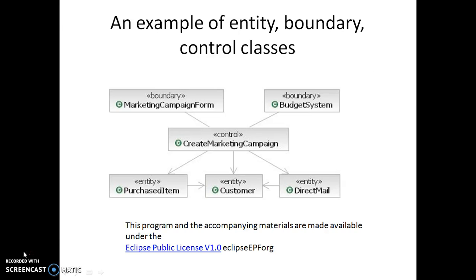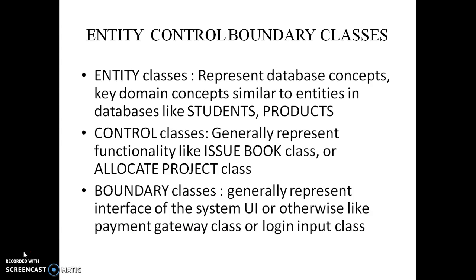Take an example of a marketing campaign application, and here we see all three kinds of classes. The information about what items customers purchase, the customers, or the mails that we send to customers are entity classes. The boundary classes would be the interface with the budgeting system as well as the form in which we fill in the details about the marketing campaign. And the controller class would be the class which actually creates a new marketing campaign for us. So entity control boundary classes are seen like this.